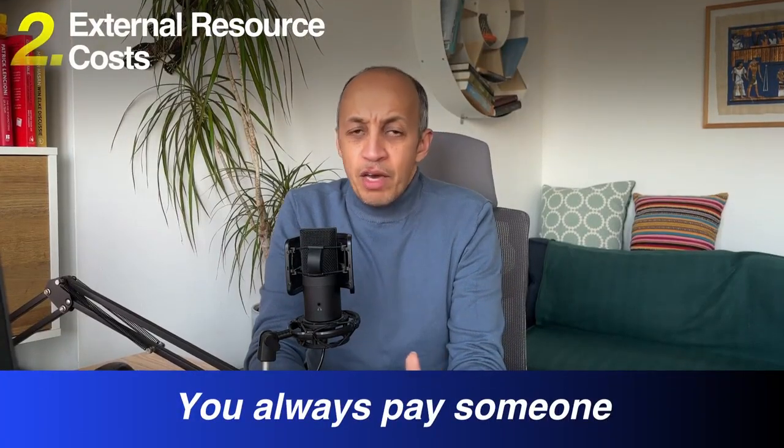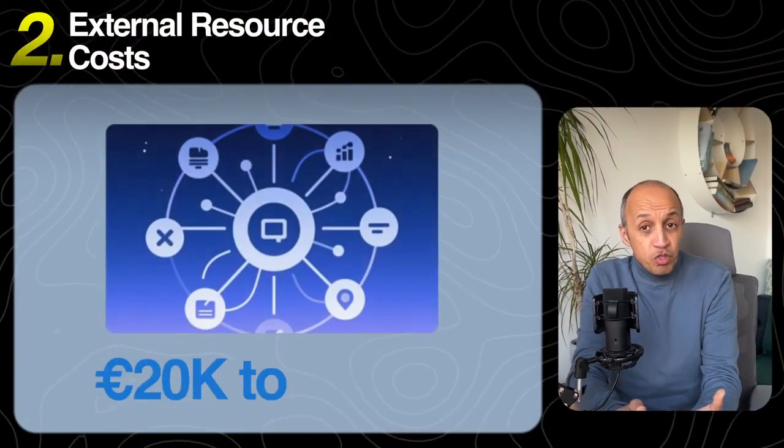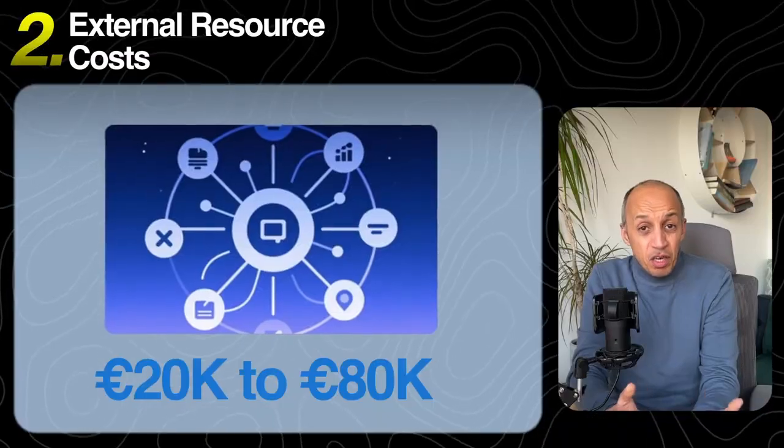Then we look at the external resource cost, because you always pay someone. You have agencies that might help write the requirements, you have partners doing architecture reviews, you have external legal checks, and there's probably another 20K to 80K that is gone.